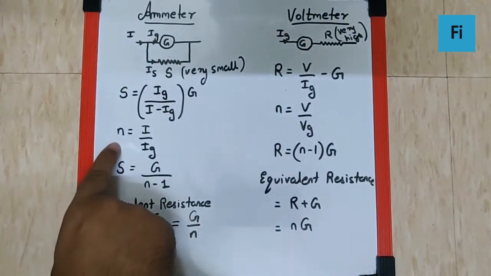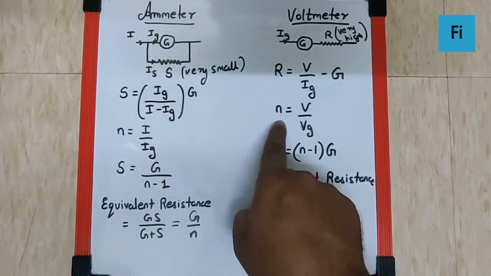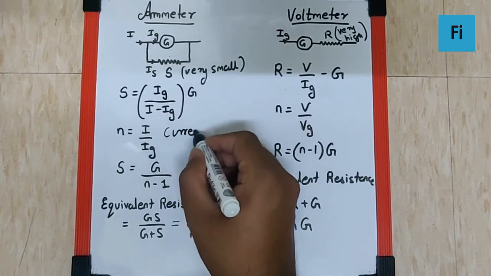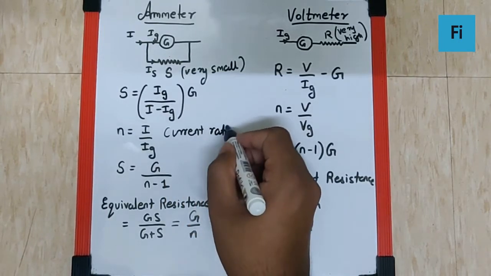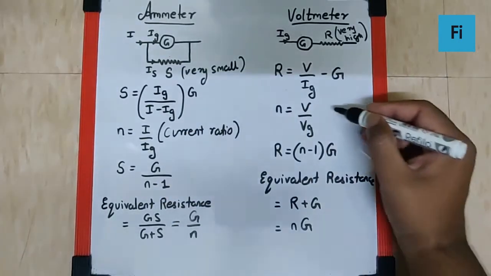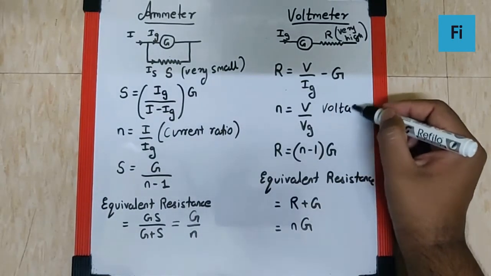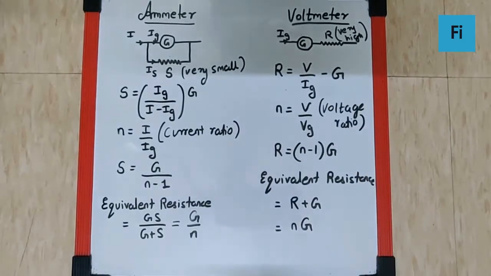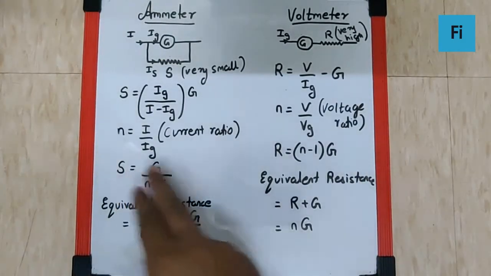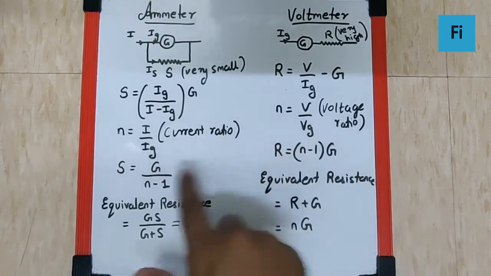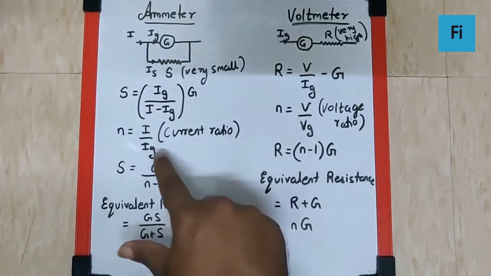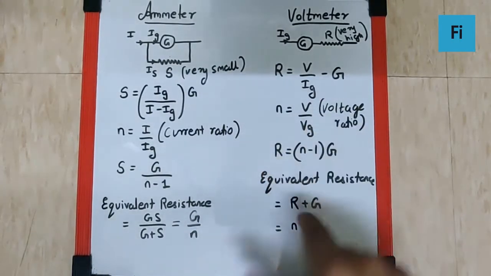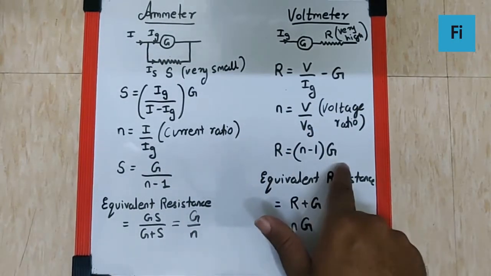Now there is a current ratio in the ammeter and a voltage ratio in the voltmeter. I repeat, this is called the current ratio, whereas this is called the voltage ratio, where I by Ig is the current ratio and V by Vg is the voltage ratio. If we use this in the above formula, we get S as G upon N minus 1, and if we use this in the above formula, we get R as N minus 1 times G.